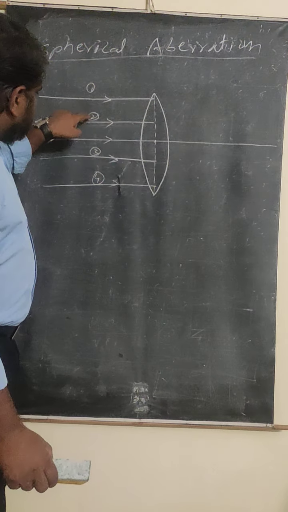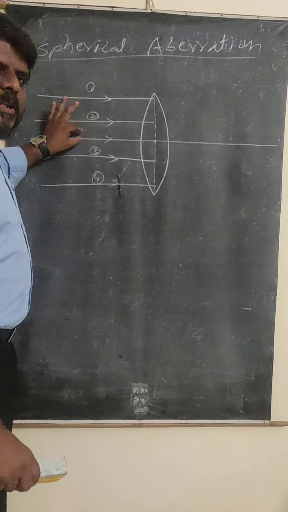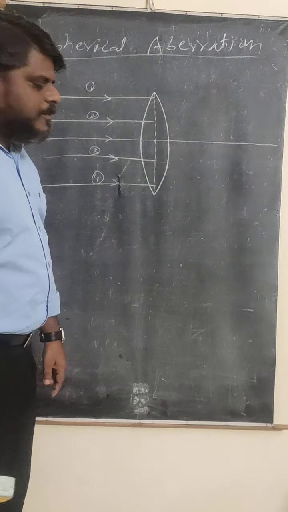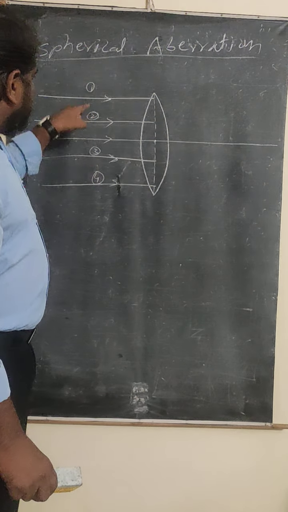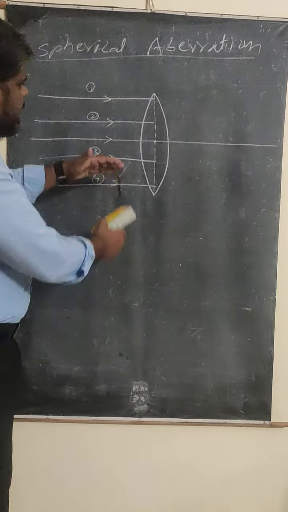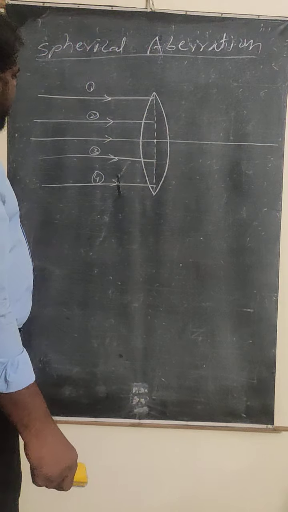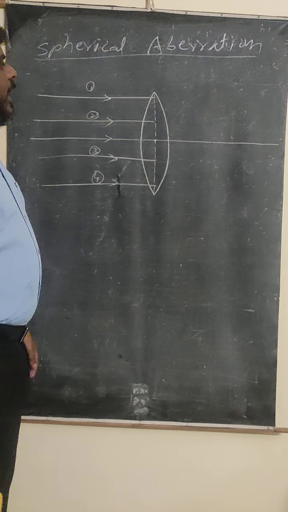That means 2 and 3 are very near to the principal axis. That's why these two rays will be called paraxial rays. And 1 and 4 will be called marginal rays because they are very far from the principal axis. Like that, light from the distant object is going to be incident on the lens like this.